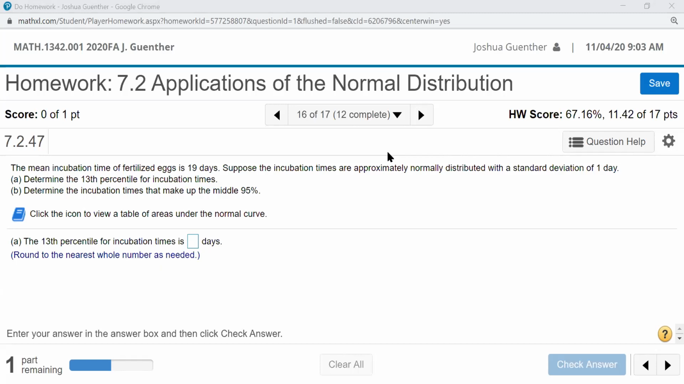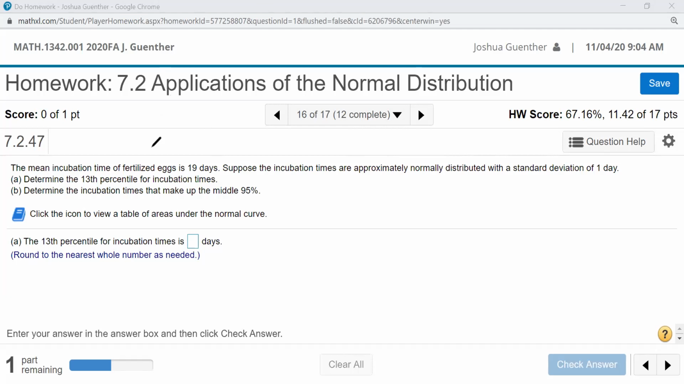Suppose the incubation times are approximately or roughly normally distributed with a standard deviation of 1 day. So we're going to assume the normal distribution here. In fact, in this entire section, you have to assume the normal distribution. If you don't, you can't use any of these analytics, any of these curves, any of this z-score business, because the z-score is inherently a standard normal distribution. So even though it says approximately, don't let that throw you off. You're assuming a normal distribution all day on this one.